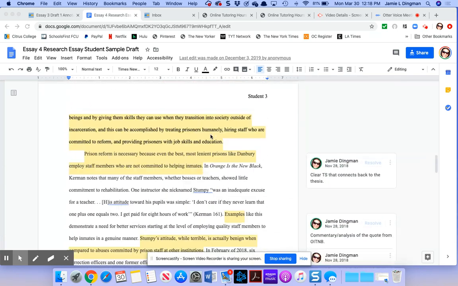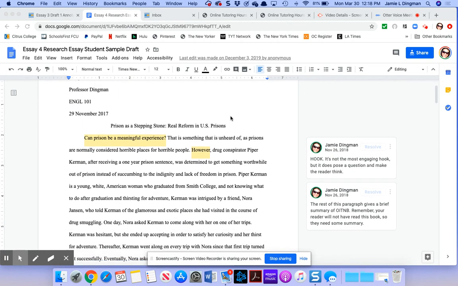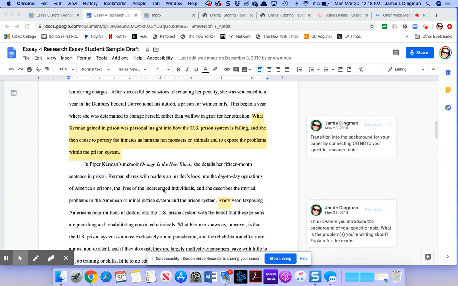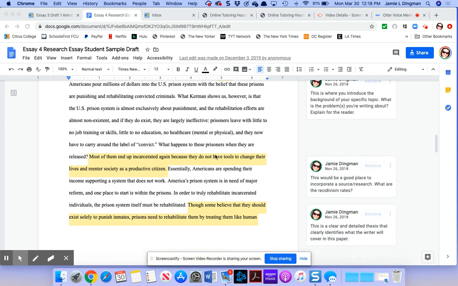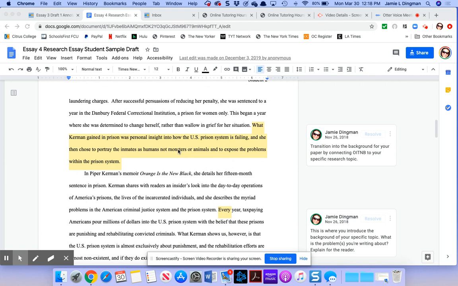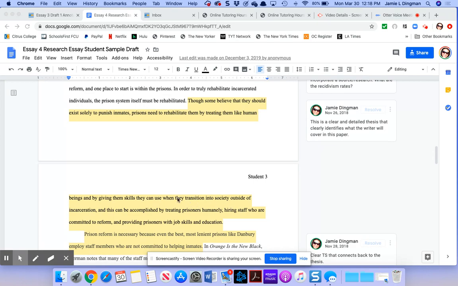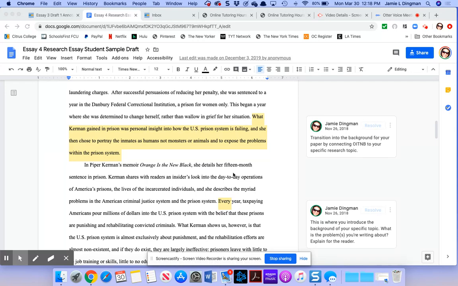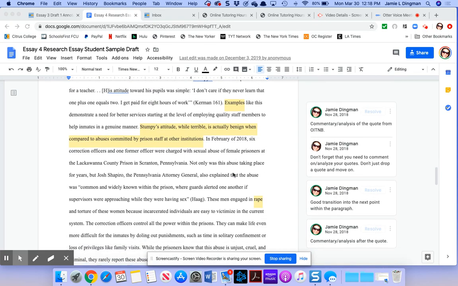And I just want to go over the structure really quickly. You'll remember from the outlines that we're starting with the introduction, which is going to include a summary of Orange Is the New Black. Then we're transitioning into the background of your specific prison problem. And then it's up to you where you're going to put the thesis. Some people put the thesis at the end of the summary section. Some people put the thesis at the end of the background section. I'll leave that choice up to you. It's more of a style choice and where you think it fits. And then moving on from the thesis, we're going to get into body paragraphs and the conclusion.